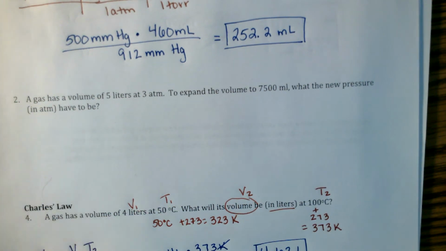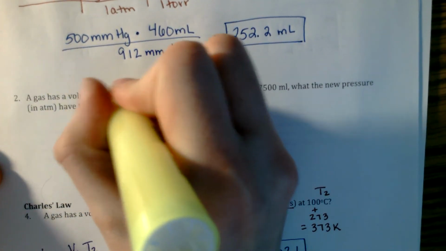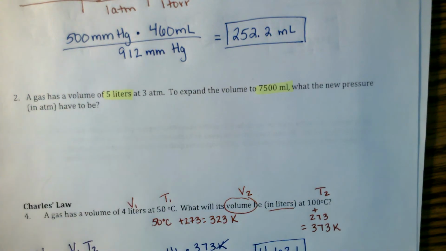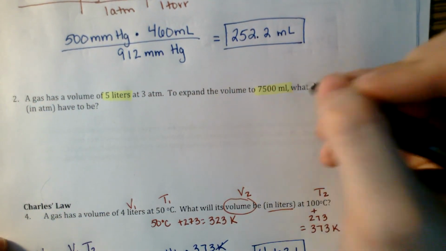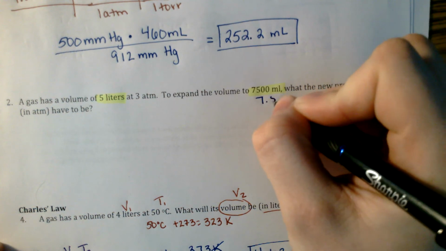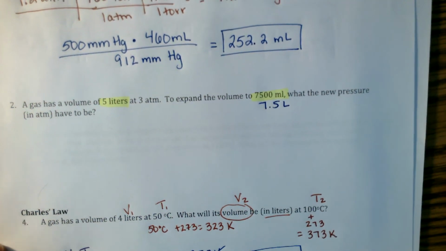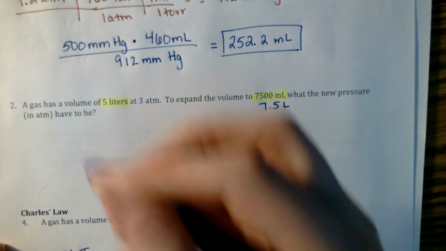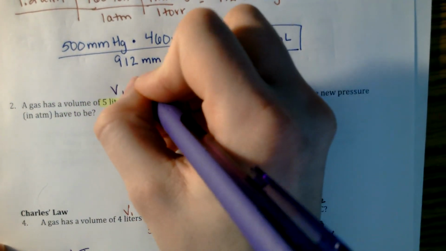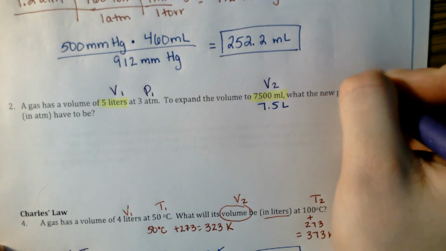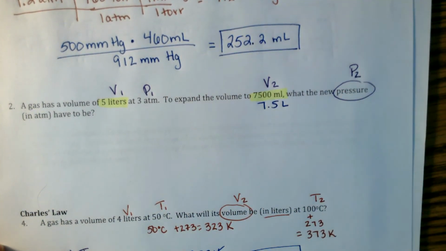Now that you've done the solution for this, hopefully you recognize that our volume was 5 liters and 7,500 milliliters. You do need to convert milliliters to liters or liters to milliliters. I converted milliliters to liters, so this is 7.5 liters. So we have our volume 1, our volume 2, and our pressure 1. We are searching for P2 in this instance.